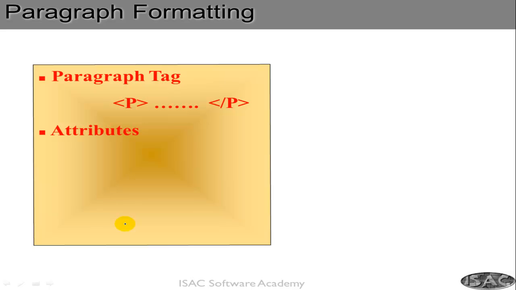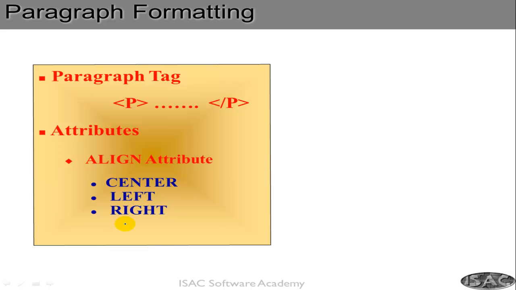Now how do you format it and make it look better? There is an attribute called align. The align attribute has a value called center, meaning if you say center, then the paragraph will come in the center of the page. If you say left, it will be aligned to the left side of the page. If you say right, it will come on the right side of the page. That is the good part about creating a paragraph and assigning the align attribute. But how do you do that? Let us see one code example.